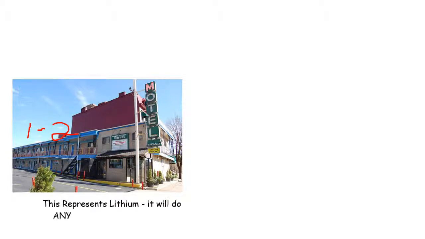This represents lithium. It's going to do anything it can to get customers. It's kind of a seedy place. Violent things happen there. People live there that will steal your money. Think about the outside valence electron. That one valence electron is the lonely guy at the hotel who'll steal your money, right? This is not a place that other elements want to go because they're going to get robbed.